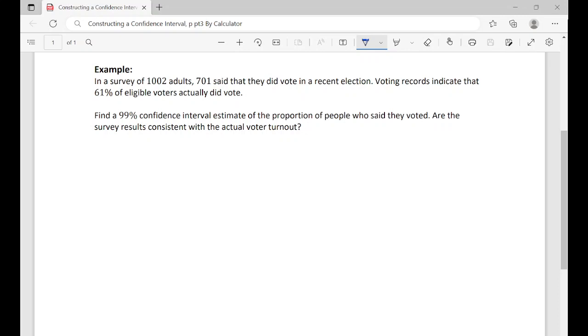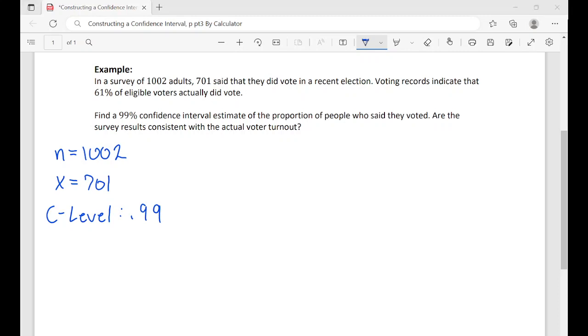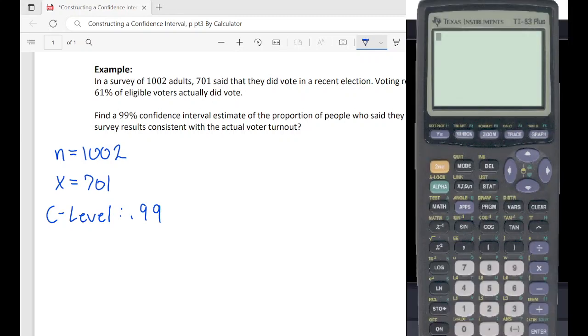Since we're using a calculator, we only need a couple of things. First, we need our n value for the sample size, in this case 1,002. We need our x value, the number of people who said they did vote, and 701 said they did vote, so 701 is x. And then we need our C level. In this case, we want to be 99% confident, so 0.99. Once we have all that, we're just going to bring up our calculator and plug everything in.